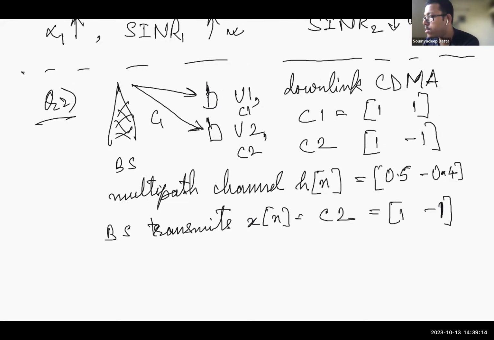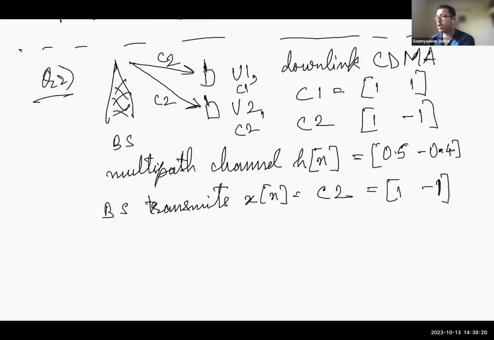What will happen now is that the signal will interact with the channel, so there will be convolution in the time domain. Then at the receiver end, there will be some unscrambling, some correlation, and the user will decide whether it is receiving C1 or C2. So we have to compute that correlation. How do we do that? The first thing we have to see is the received signal at both users.